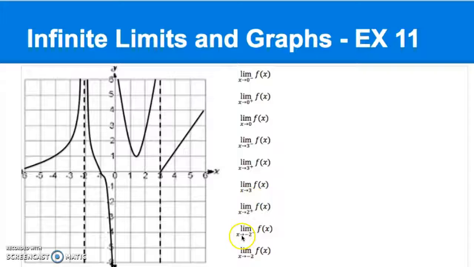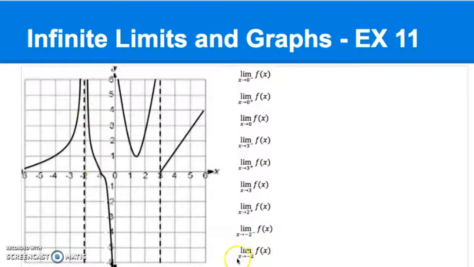The limit as x approaches negative 2 from the left. Negative 2 from the left is going to positive infinity. So this is positive infinity. I think I wanted this one to be negative 2, so let's imagine it said negative 2 with a plus sign. Then that would be negative 2 here. The right side is positive infinity.